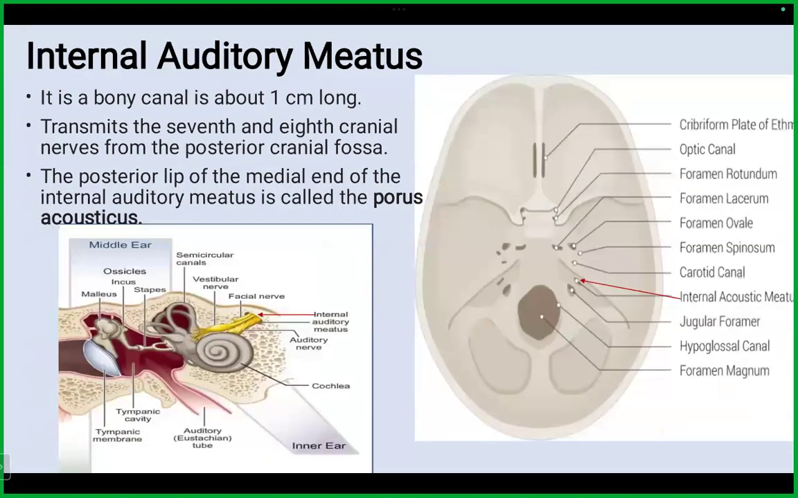Internal auditory meatus. It is a bony canal about 1 centimeter long that transmits the seventh and eighth cranial nerves from the posterior cranial fossa. The posterior lip of the medial end of the internal auditory meatus is called the porus acusticus.